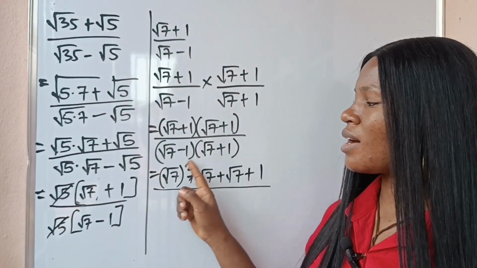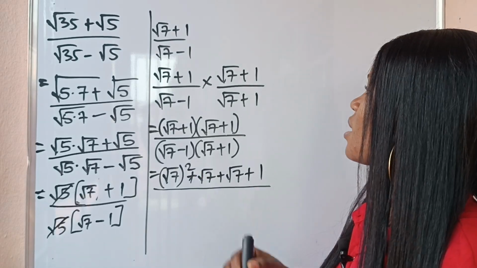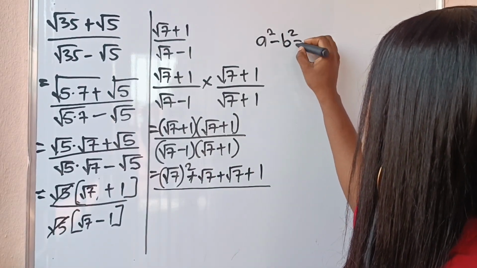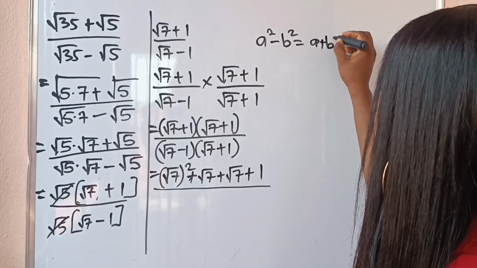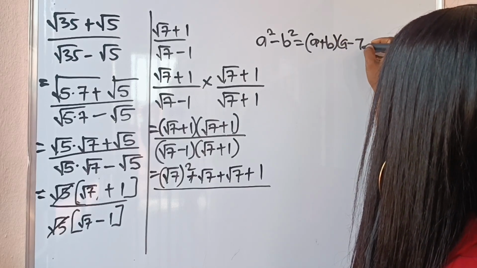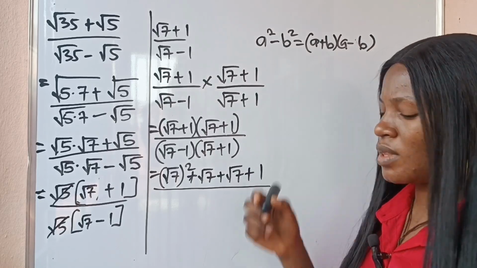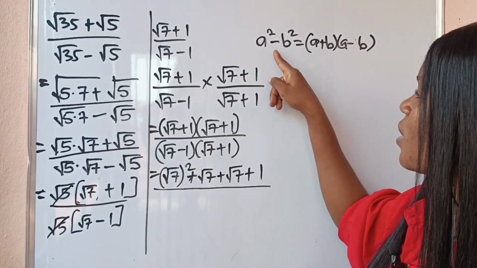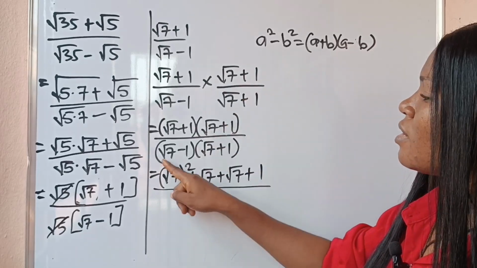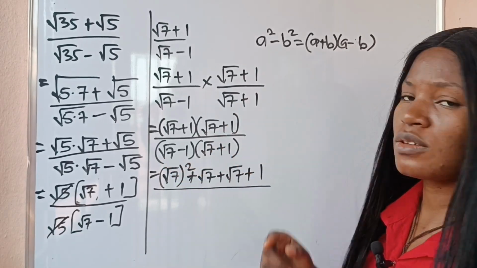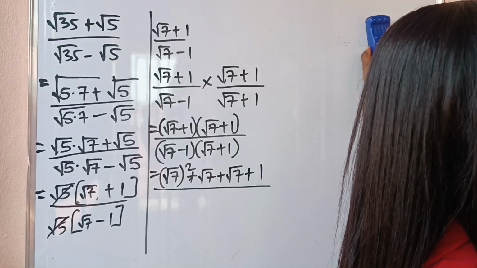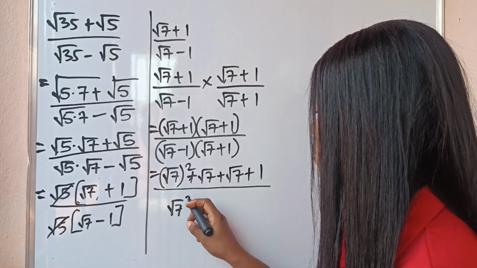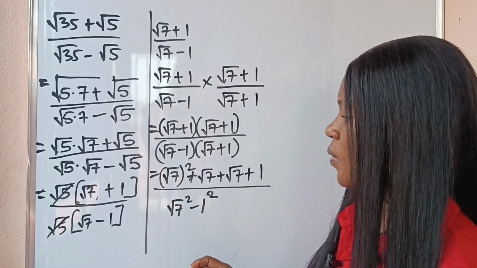divided by, now when you look at this, we have difference of two squares. Yes, the identity that states that a squared minus b squared is equal to a plus b multiplied by a minus b. Okay, so the denominator is already in this form, so let's put it in this form. That means our a is root 7 while our b is 1. Okay, so we are going to write this as root 7 squared minus 1 squared.